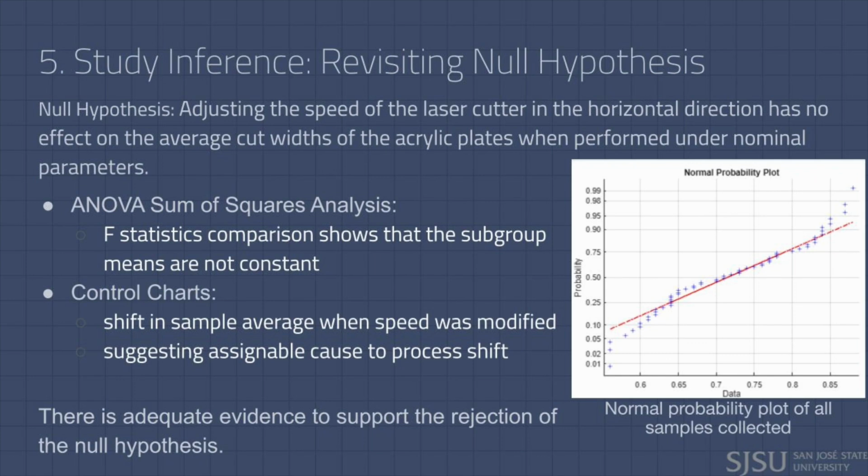Additionally, in analyzing the control charts, the shift in process mean suggests that the change in the laser speed was the cause. A plot of all collected samples against a normal distribution probability plot also shows that our study follows a normal distribution, and thus our analysis methods are valid.